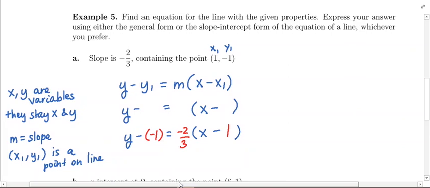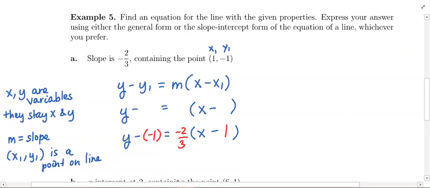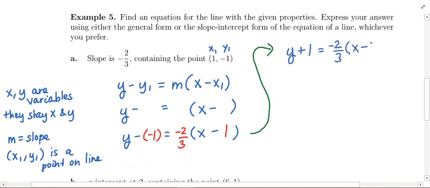Now we're going to try to convert this to slope-intercept form. We basically need to put it in y equals mx plus b form. That just means we need to solve for y. So I'm going to simplify what I have. On the left we have y minus a negative, which becomes plus a positive. So we're going to have y plus 1 is equal to -2/3 times (x minus 1).